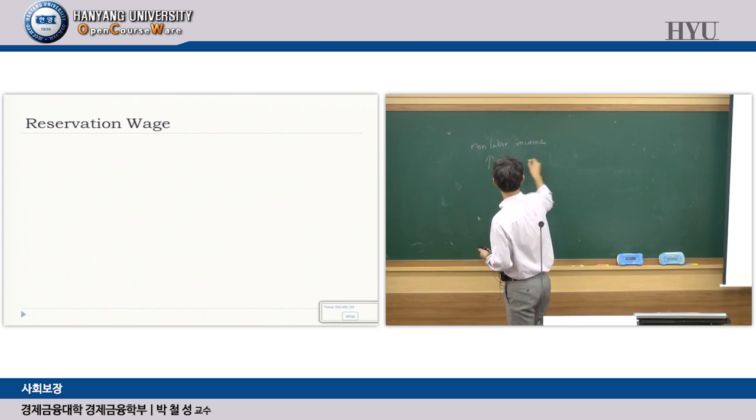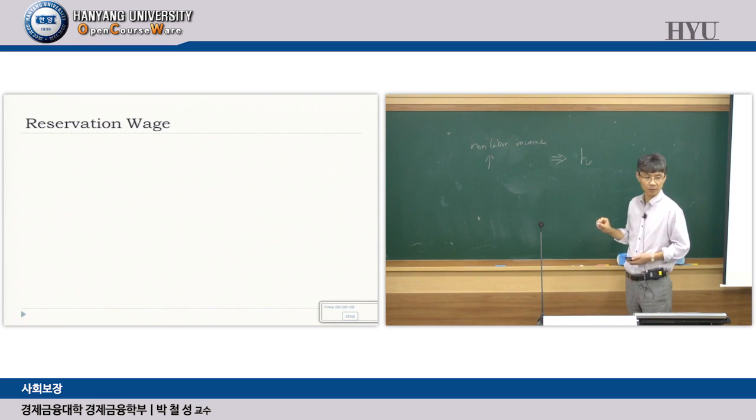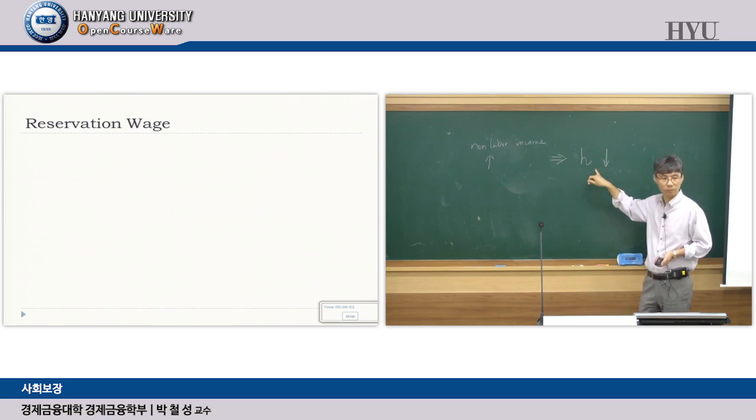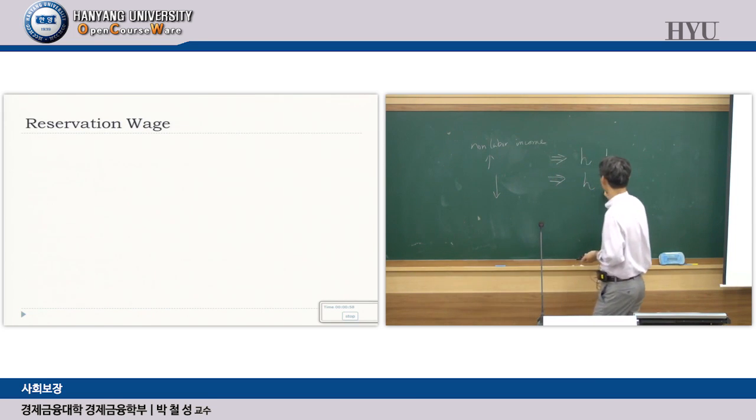goes up, then what happens to working hours? Increase or decrease? Decrease, right? Because we assume the leisure is a normal good, so when the non-labor income goes up, individuals want more leisure, it means less work. Okay? So it goes down.